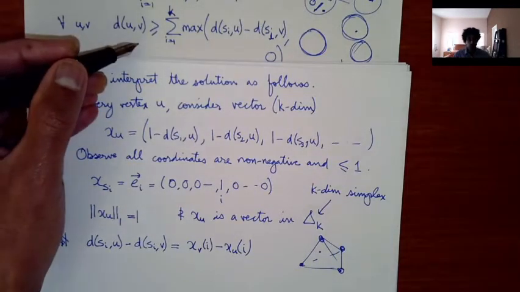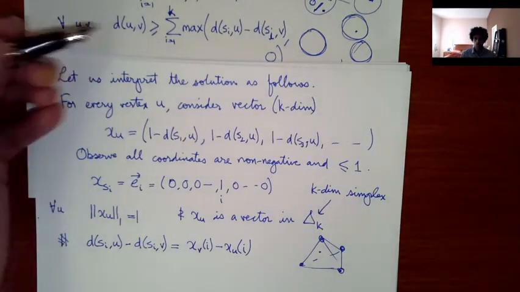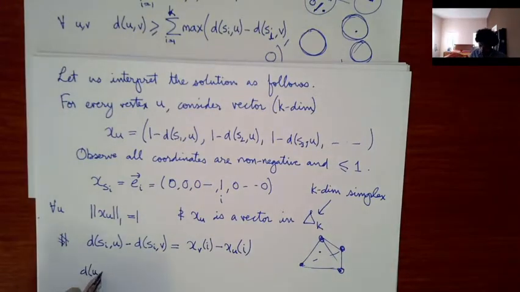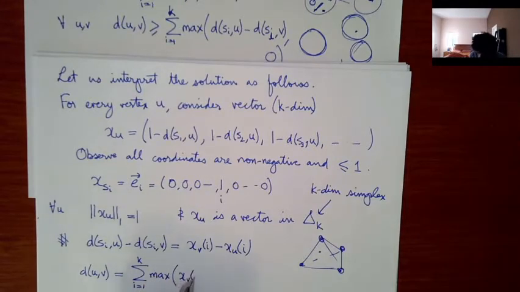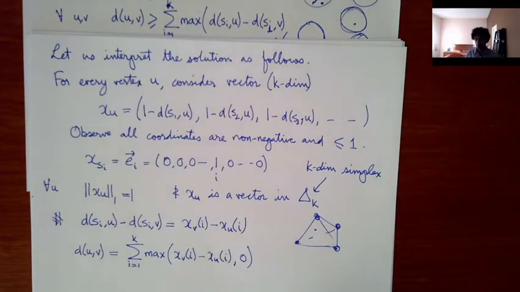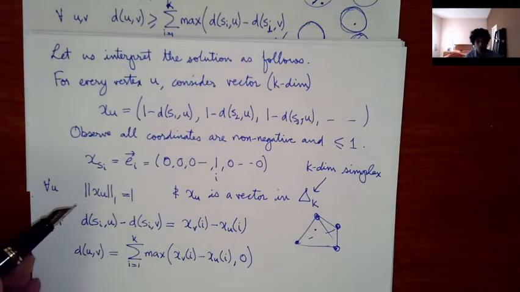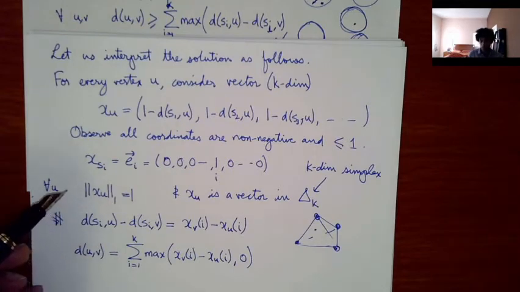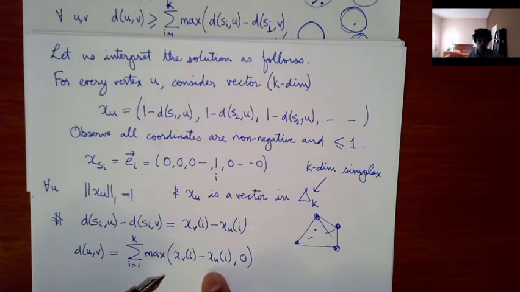Now, assuming this was an equality, then you get d_uv, the distance between u and v, is basically equal to the sum over i going from 1 to k of the max of x_v(i) minus x_u(i), comma 0. What is this? So I have two distributions. And I'm basically taking the difference of coordinates where v is larger than u. What is this quantity called?